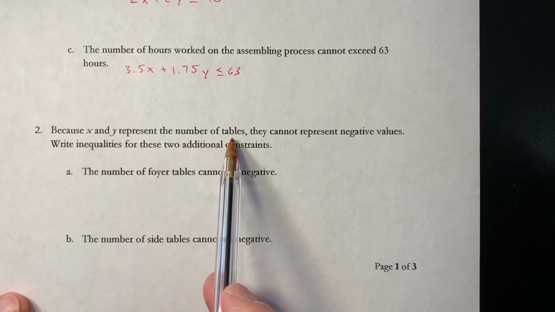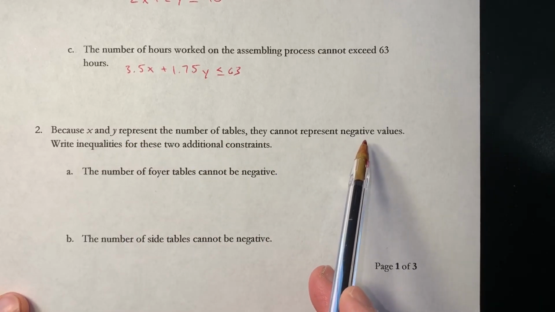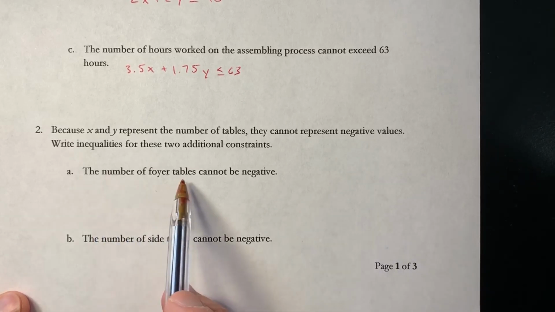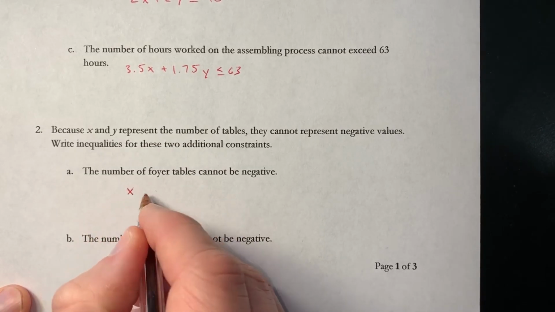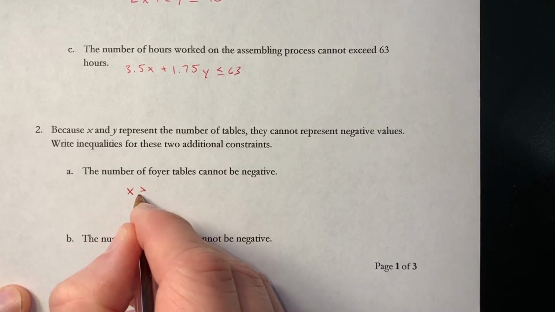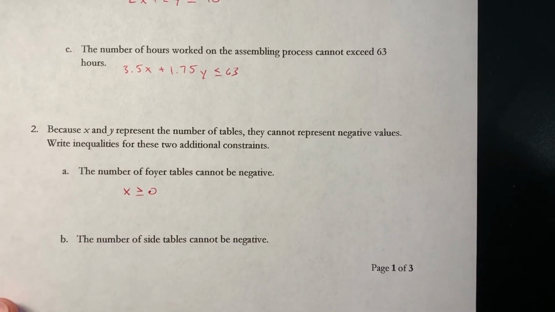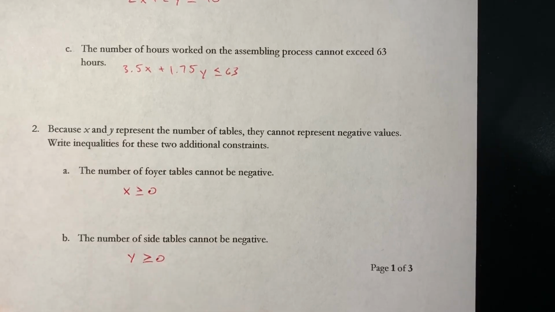Because x and y represent a number of tables, they can't be negative. You can't have a negative number of foyer tables or a negative number of side tables. So the number of foyer tables, x, has to be greater than or equal to 0. The side tables also can't be negative, so the number of side tables, y, has to be greater than or equal to 0.